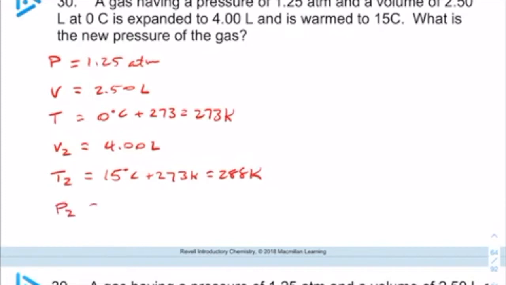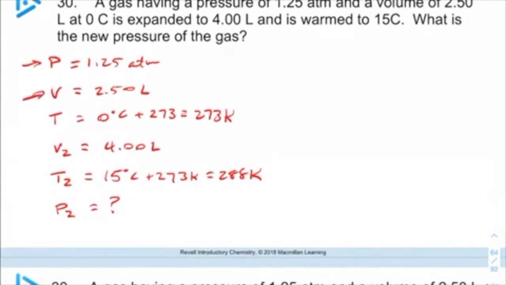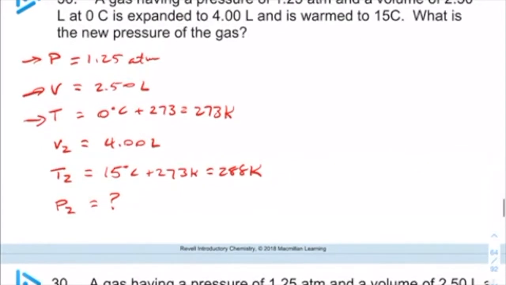And it says, what is the new pressure of the gas? So we look in our equations and we have one equation, the combined gas law, which has pressure, volume, and temperature changes. And we want to solve for P2. So I rearrange my equation to get P2.